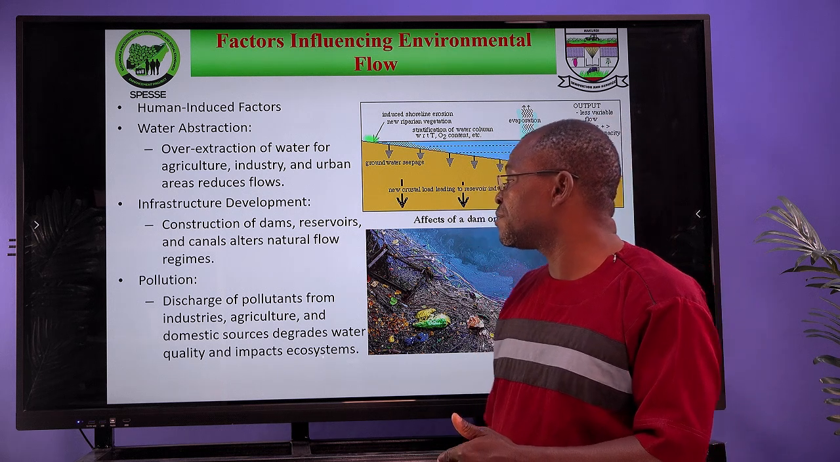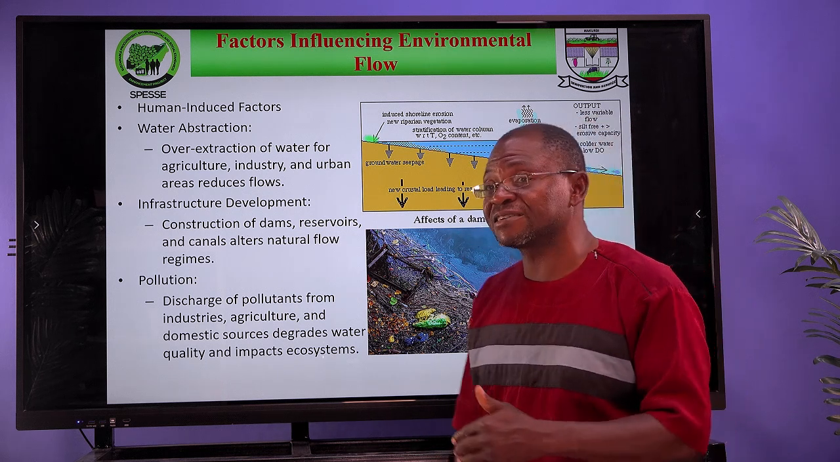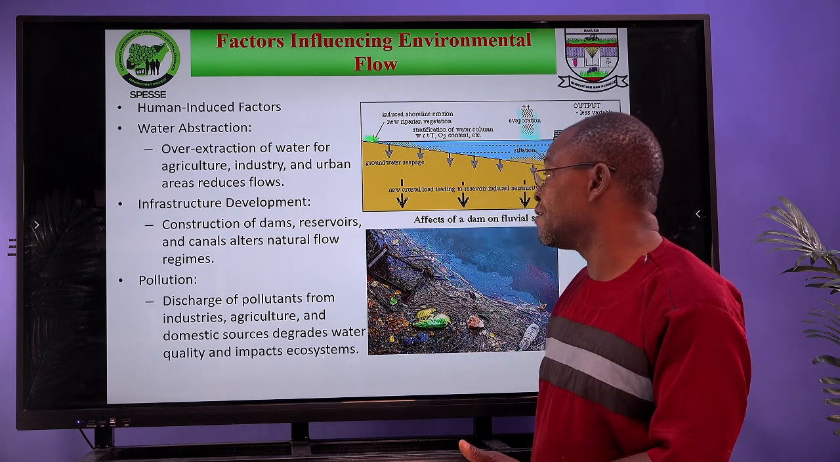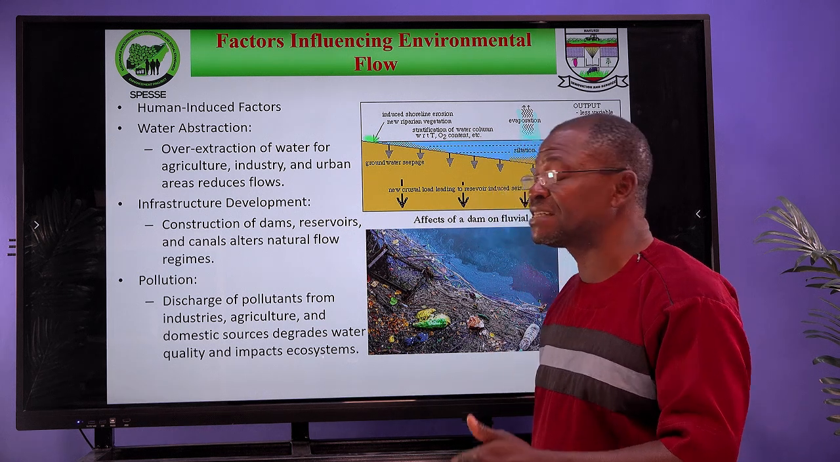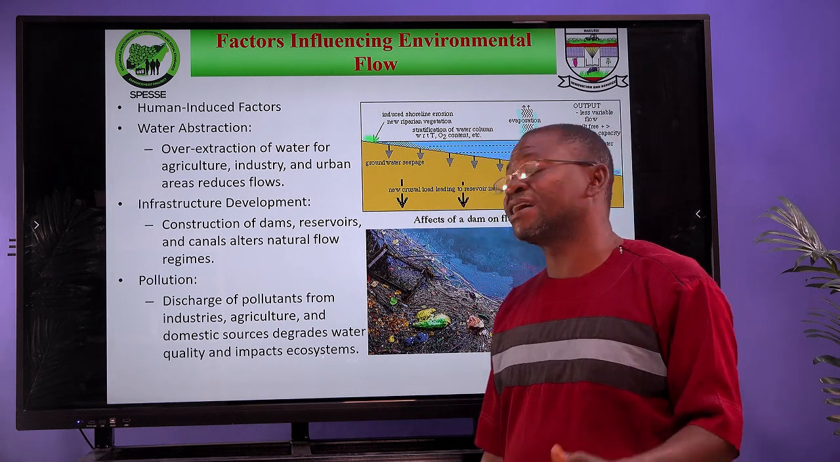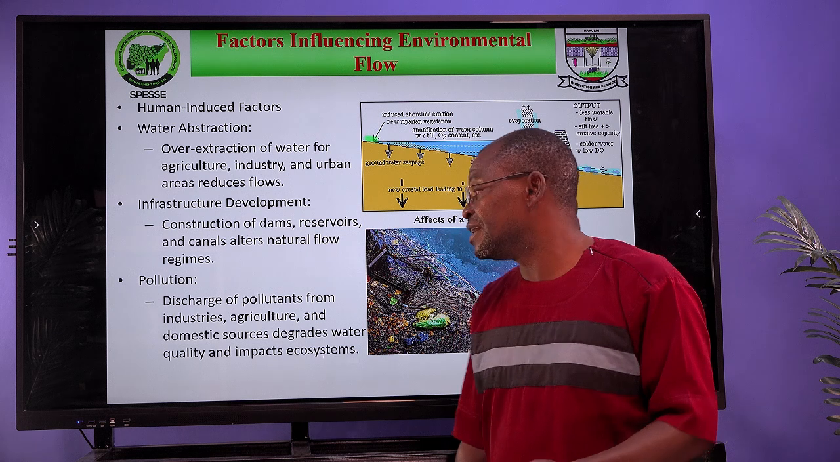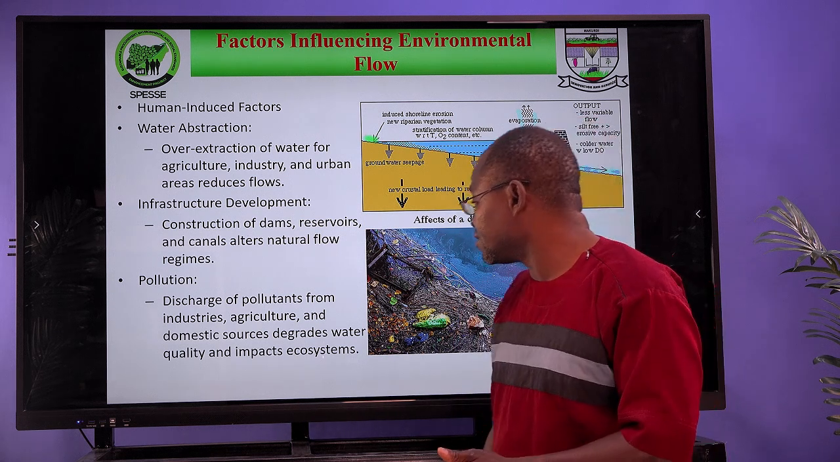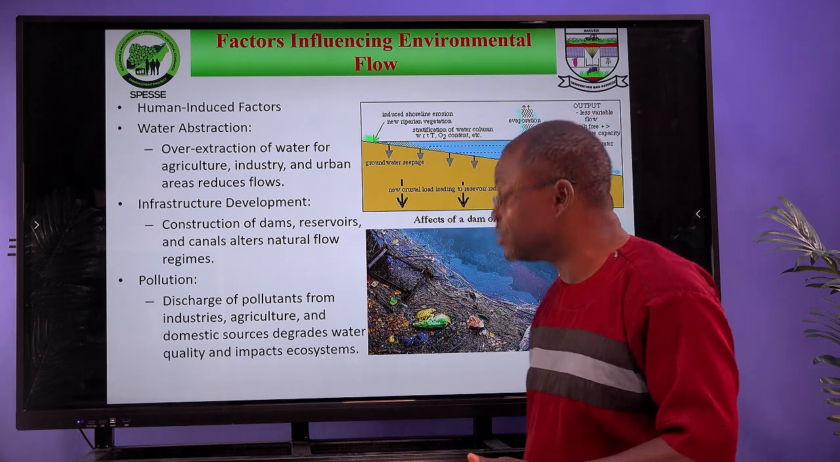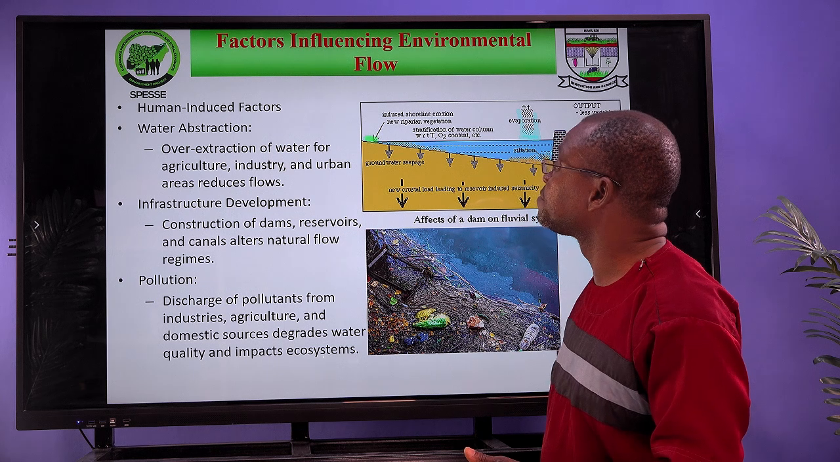Most importantly, one of the anthropogenic factors that affect environmental flow is pollution, because we discharge pollutants from our industrial activities, even from agriculture and other domestic sources, into the water that we use, into the environment.